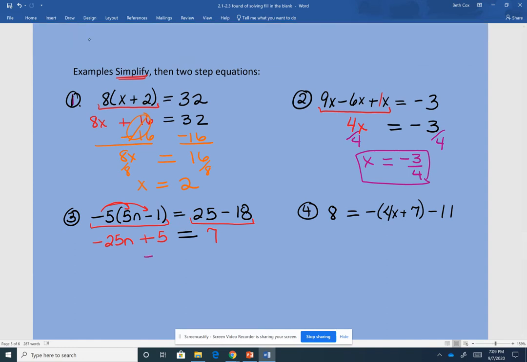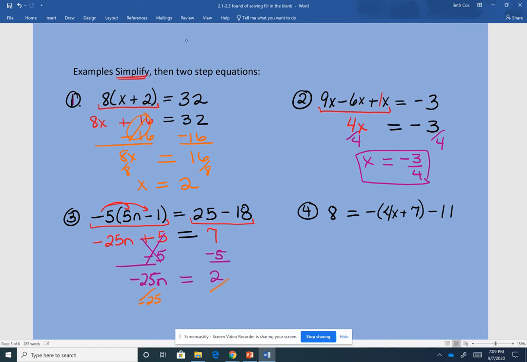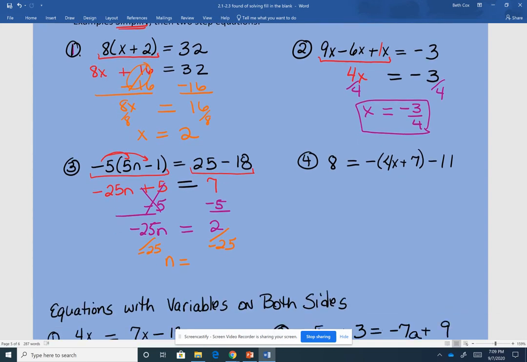So to solve this, I'm going to subtract 5 on both sides. That's 0. Or gone. Negative 25n. 7 minus 5 is 2. And then I need to divide both sides by negative 25. And again, if I can divide, I will. If I can't, I just leave it. I just keep it as a fraction. That's a negative fraction. It's 2 over 25, and it's negative. And that's it. And that's a satisfactory answer. All right, last one.